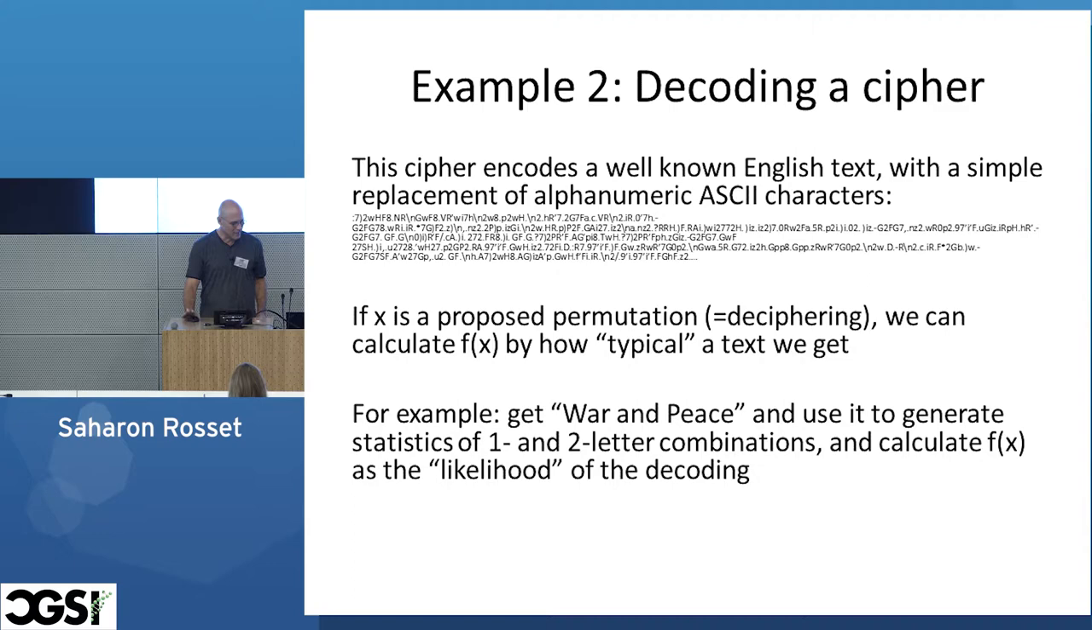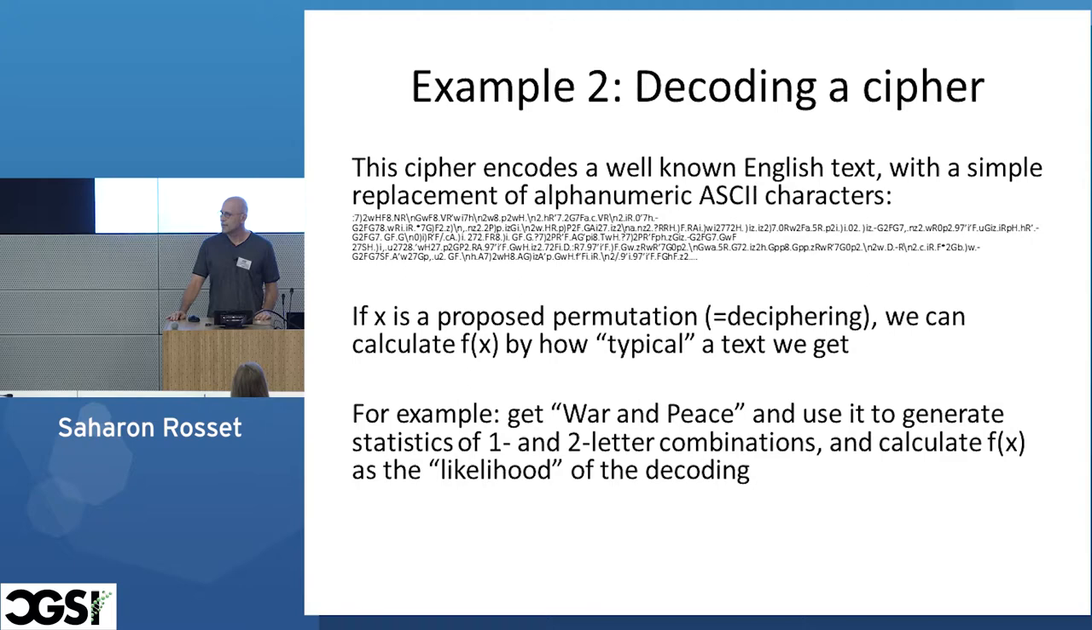So here's a way to do it. That's actually the way I did it, and we'll see the results. I took War and Peace. So in addition to being great literature, it's a thick book with a lot of words and a lot of letters in it. And a very simple thing, I just did statistics on 1 and 2 letter combinations in the book and said, that's going to be my F, right?